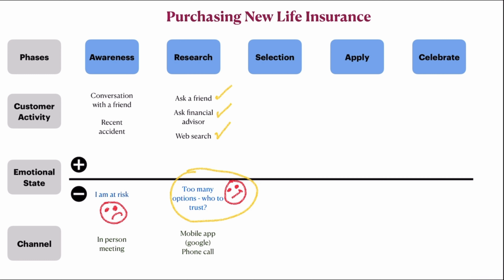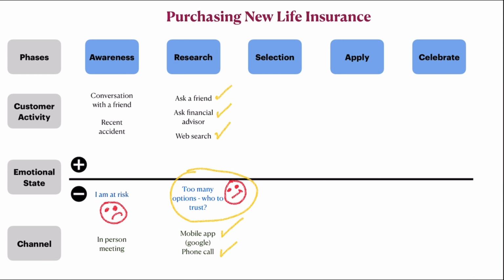it's an issue of too many options and they're uncertain about exactly who to trust, or maybe even what exactly it is, the kind of coverage or the type of product that they need to get the security that they feel they need to acquire for themselves. And so in this particular phase, the channels they may be using are their mobile app, Google to look for things, or making a phone call to a company to better understand their products and services.